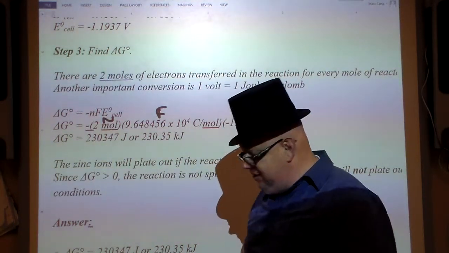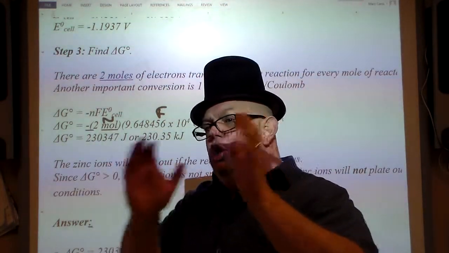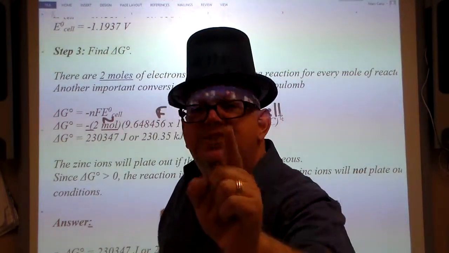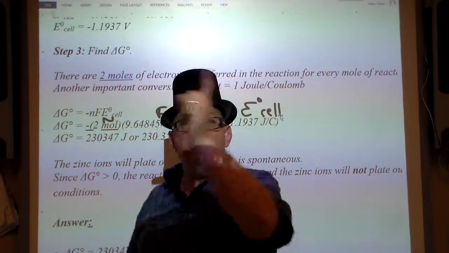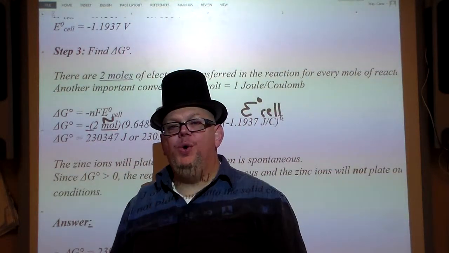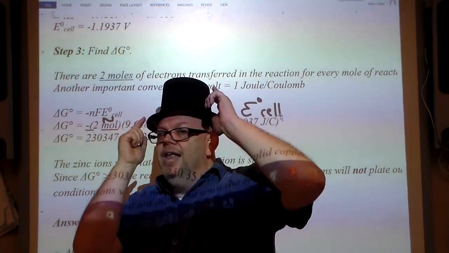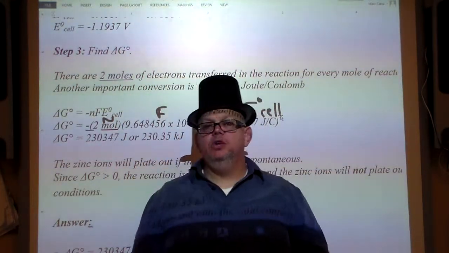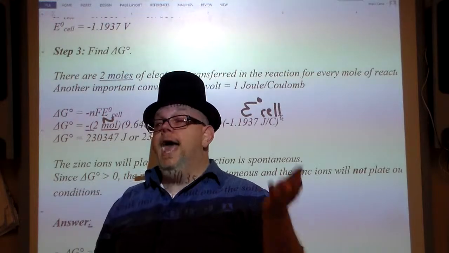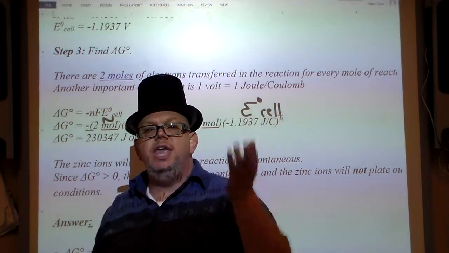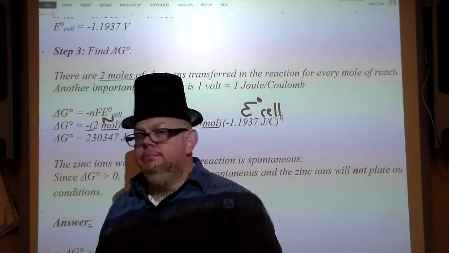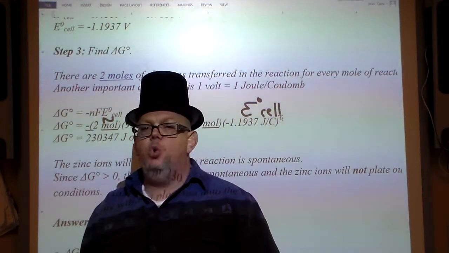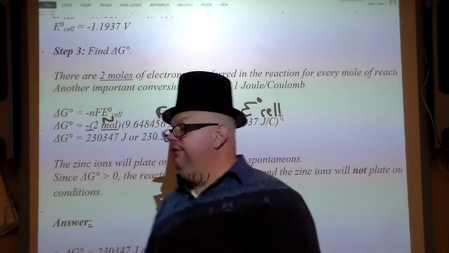Now the other thing is, ladies and gentlemen, so we know that delta G is positive, but here's the question. Will the zinc form a solid on the copper electrodes? No! Because the reaction needs to be spontaneous in order for that to happen. And guess what? Delta G is positive. It is positive, so there's no way that the zinc is going to plate out. It's not going to form a solid.